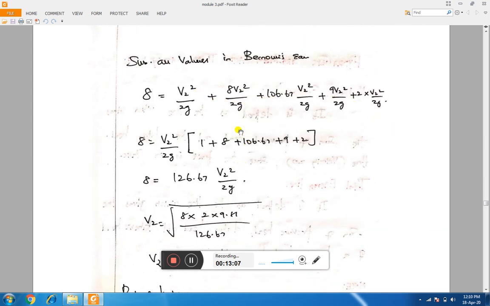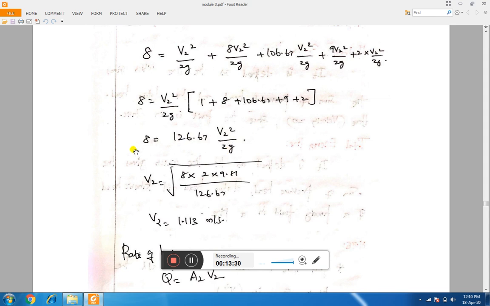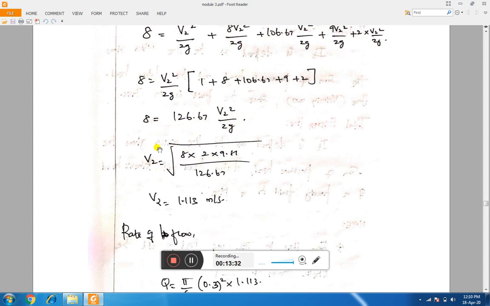Now if you see, V2 square by 2g is common in almost all the terms. So taking V2 square by 2g out, 1 will be brought here: 1 plus 8 plus 106.67 plus 9 plus 2. If you add all this, 126.67 V2 square by 2g. Now only V2 is unknown. Calculating V2 from this, V2 equals 1.113 meters per second. All this is to calculate the velocity at any section, so we have calculated the velocity at section 2.